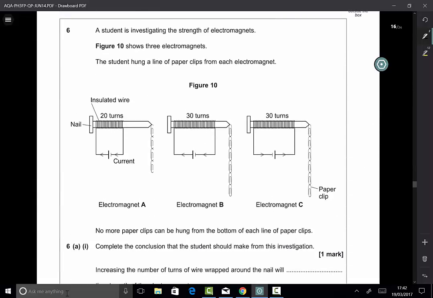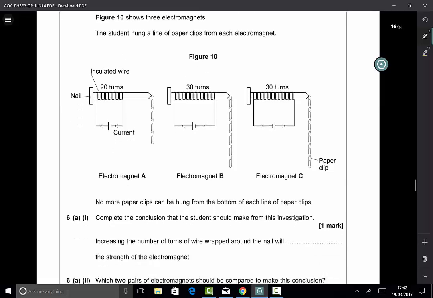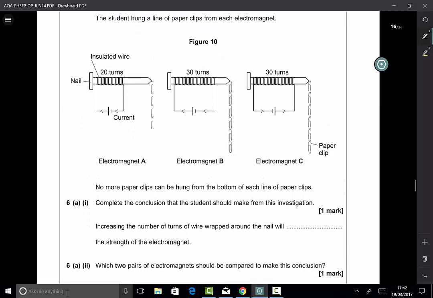Okay, investigating the strength of electromagnets. Figure 10 shows 3 electromagnets. A student hung a line of paper clips from each electromagnet. Complete the conclusion. Increasing the number of turns of wire wrapped around the nail will increase the strength of the electromagnet.